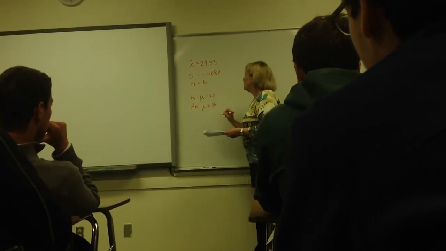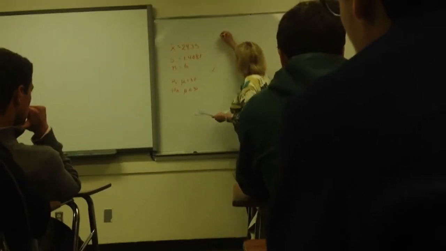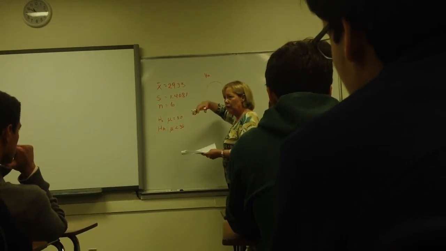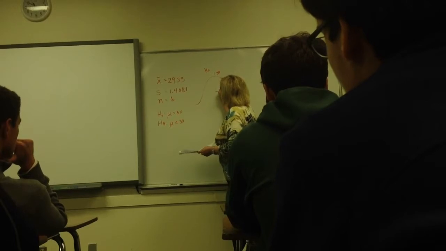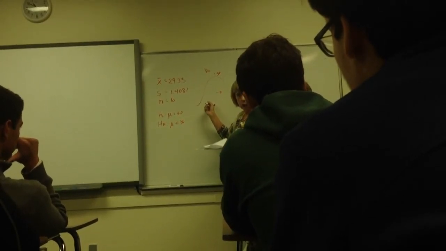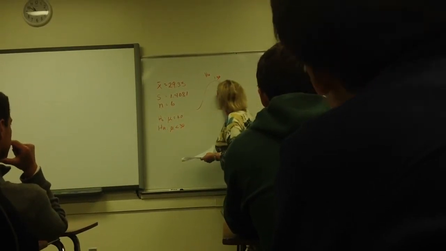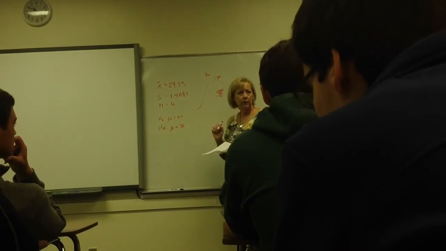Okay? And the null hypothesis, which is what we always drew when we were talking about power, we did the null first. The null hypothesis would have been mu is 30, and the standard deviation, which in this case would have been the standard error, right? Not standard deviation, would have been 1.4081 over the square root of 6, correct? Yes. Okay.